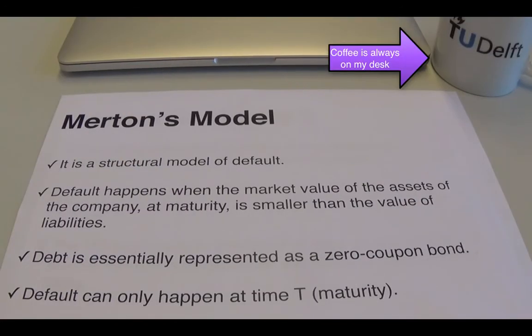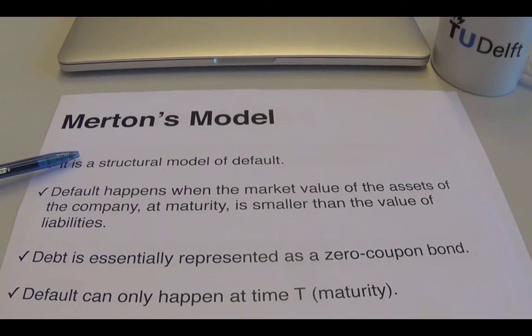Okay, let's start our review from Merton's model. What we have seen is that Merton's model is a structural model of default. That means that default happens when a stochastic variable representing the assets of the company falls below a predetermined threshold.